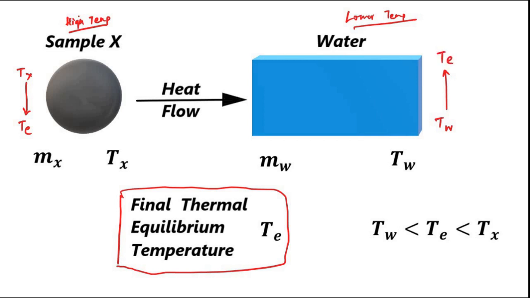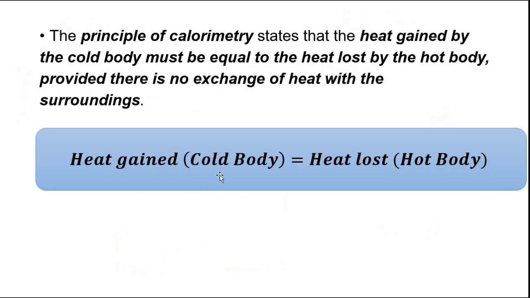The temperature of sample X will decrease to Te, and the temperature of water will increase to Te, as heat is flowing from sample X to water. This is losing energy, this is gaining energy. So according to the principle of calorimetry, heat gained by the cold object, that is in this case water, is the same as heat lost by the hot body, that is object X.